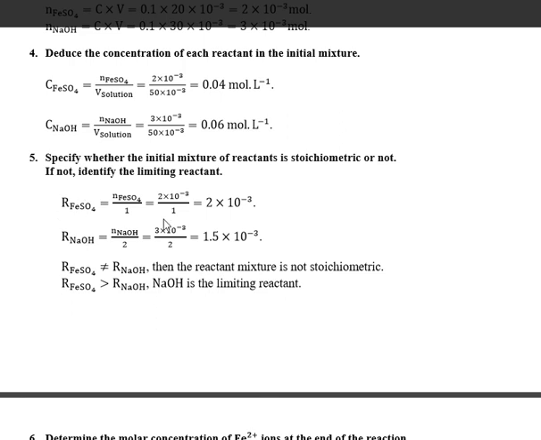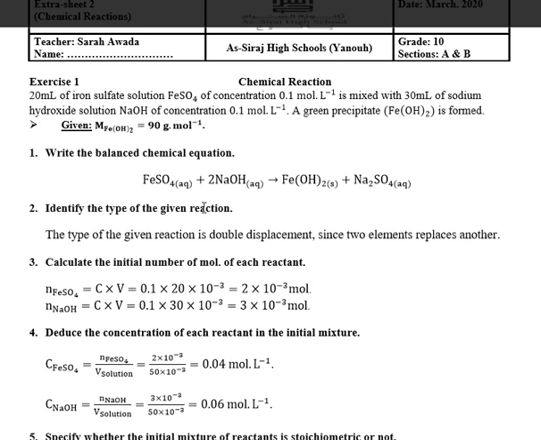The ratio of FeSO4 is equal to, referring to the chemical reaction, the number of mole of FeSO4 divided by 1, since the coefficient beside FeSO4 is 1, which is equal to 2 times 10^-3.